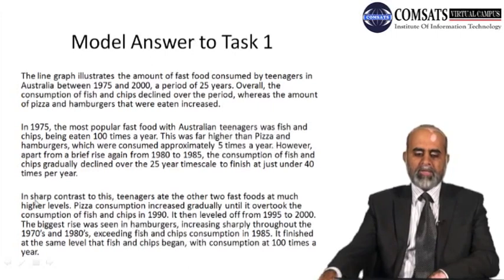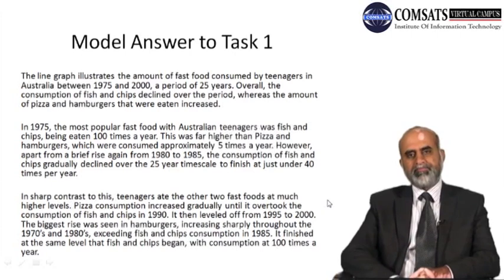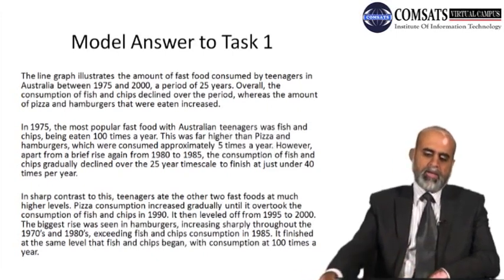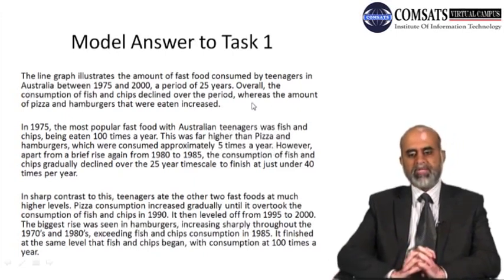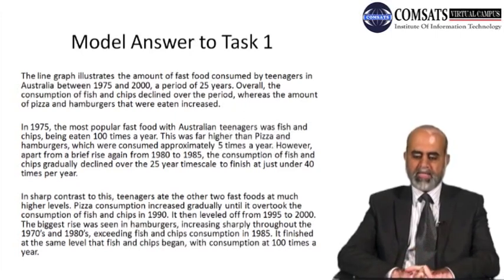Okay, so we have "in sharp contrast to this," which is a cohesive device, and this signpost tells us what the relationship is between these 2 paragraphs. So these are 2 opposing paragraphs. In 1975, the most popular food item was fish and chips among the teenagers in Australia, but it dropped, and it dropped only to 40 times per year. Whereas, or in sharp contrast to this, the teenagers started eating hamburgers and pizza more than fish and chips. Okay, so you can report this trend in 3 paragraphs, just like this model answer.